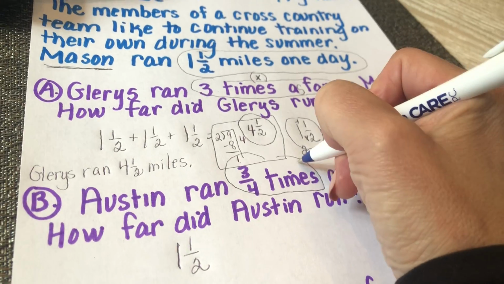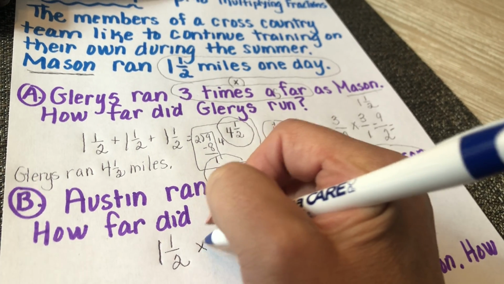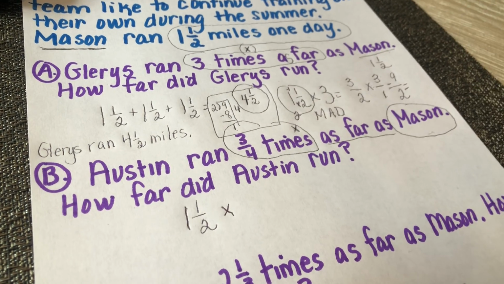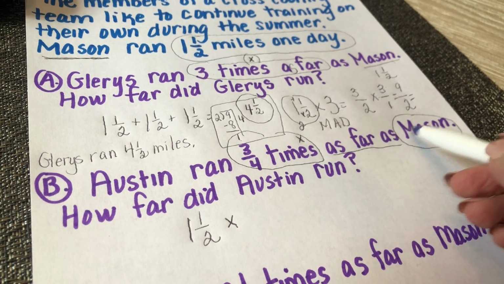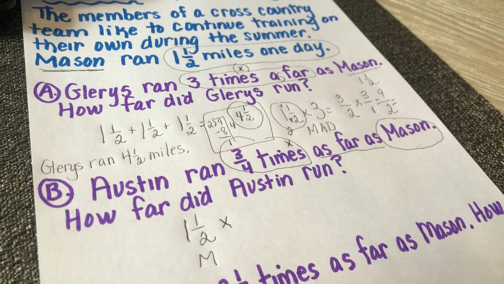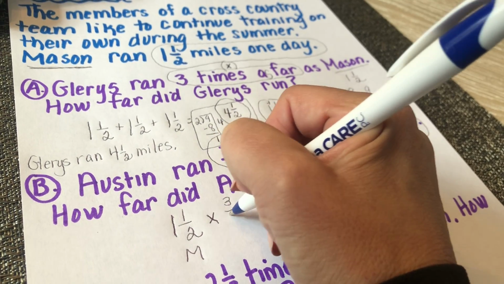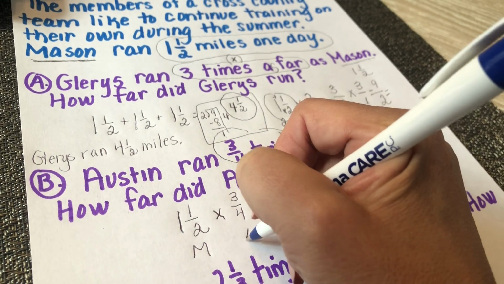And I have this keyword, times, or multiplication. How far did Austin run? Well, he ran 3/4 times as much as Mason. So I'm just going to put an M here for Mason, and 3/4 times as much for Austin.